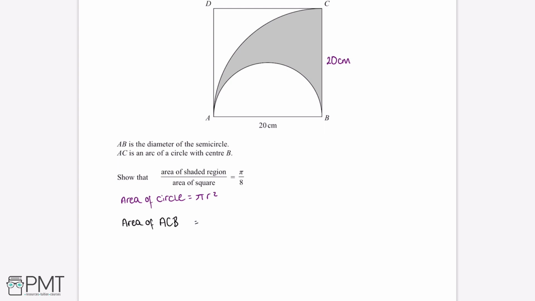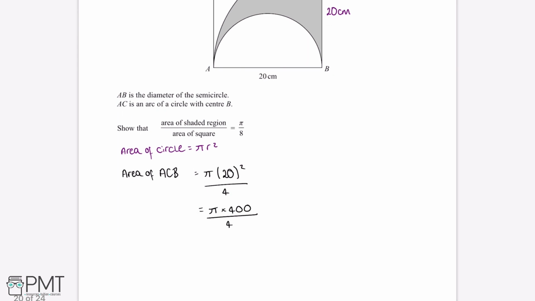So the area of ACB will be equal to pi multiplied by the radius, which is 20, squared. And then because this is a quarter circle, we can divide this all by 4. So the first thing we'll need to do to simplify this down is square the 20. And 20 squared is equal to 400. And then the final thing we'll need to do is simplify down this fraction. And pi multiplied by 400 divided by 4 will give us 100 pi.